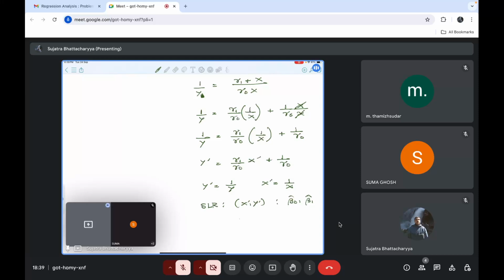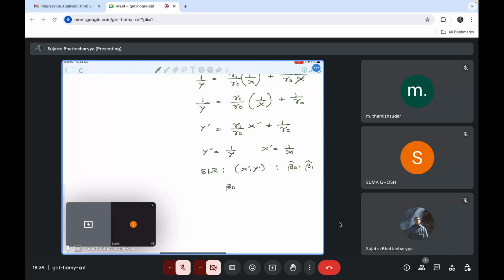So beta naught hat will be what? Remember, beta naught hat is the intercept, 1 upon gamma naught. And beta 1 hat will be what? Gamma 1 by gamma naught. That's all. So this is how you will get the thing. So it can be linearized. It can be linearized. Okay. So this is another question.